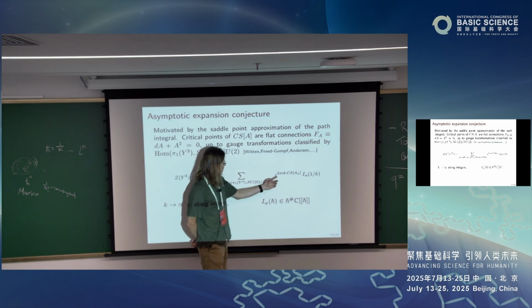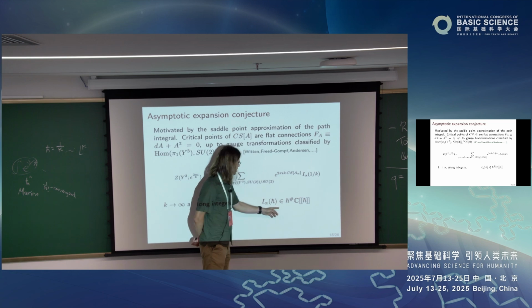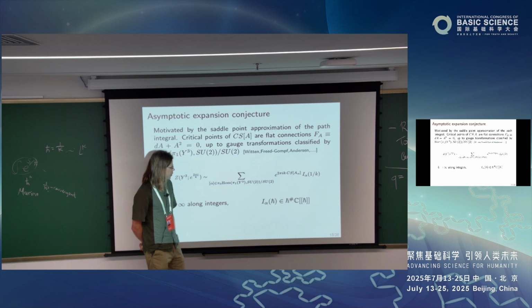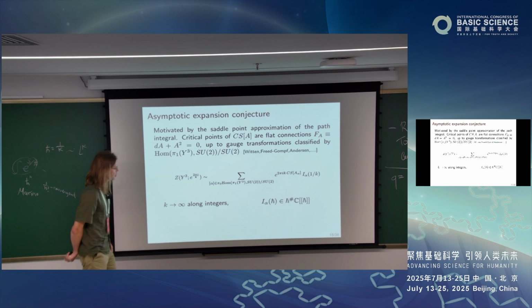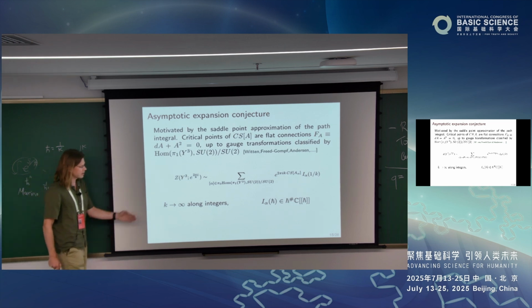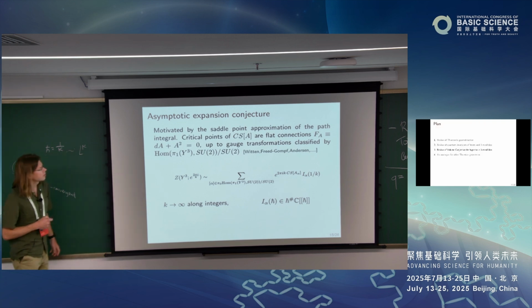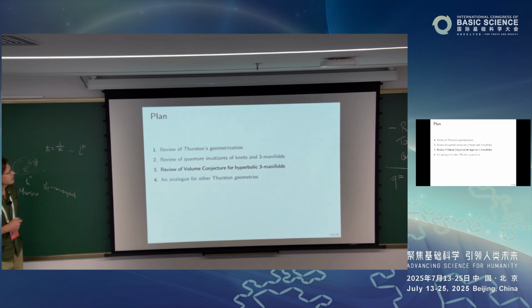And in each term, we have an exponential term where we have the critical value of the Chern-Simons functional times some formal power series, which can be defined for an arbitrary formal variable h bar, but here for this formal variable we put 1 over k. And this makes an asymptotic series when k goes to infinity along the integers. Okay, next I would want to proceed with the review of the volume conjecture.